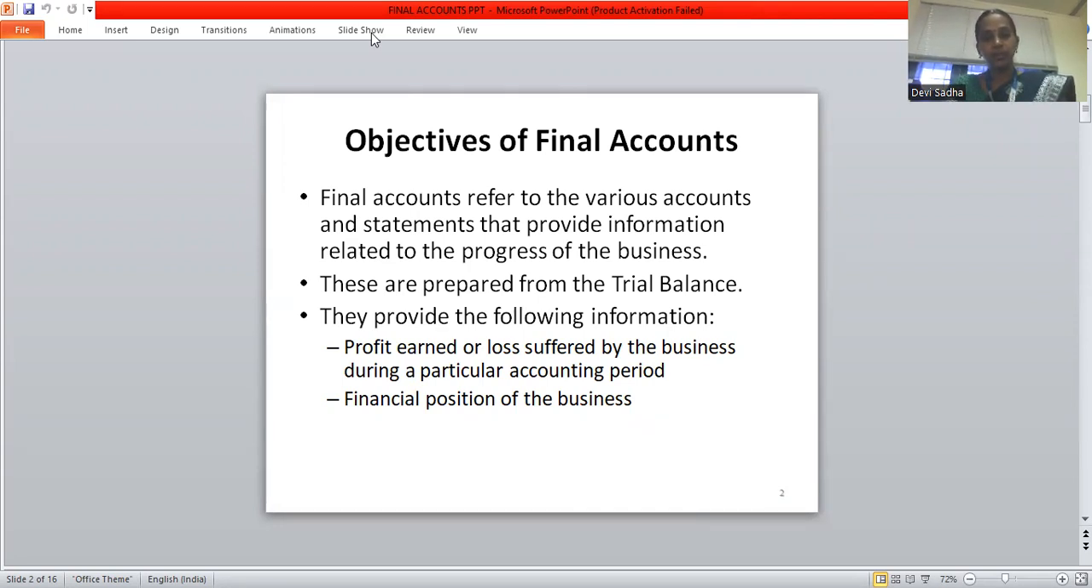Then the third one, they provide the following information. What is the information? The profit earned or loss suffered by the business during a particular accounting period. What is the accounting period? 1st January to 31st March or 1st April to 31st March. The next one, the financial position of the business.